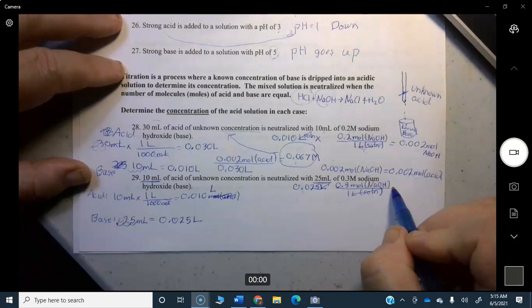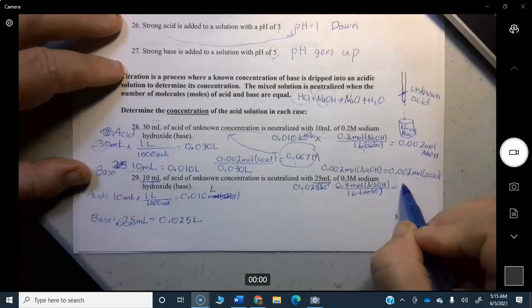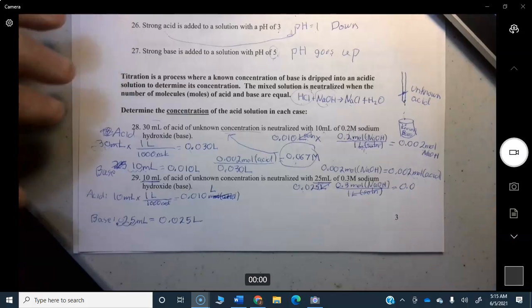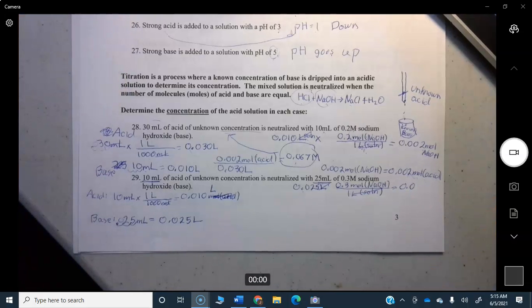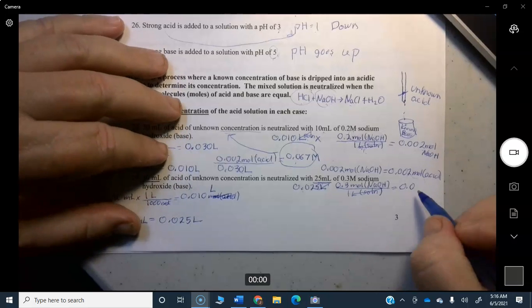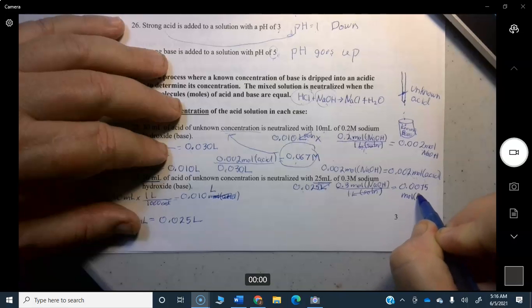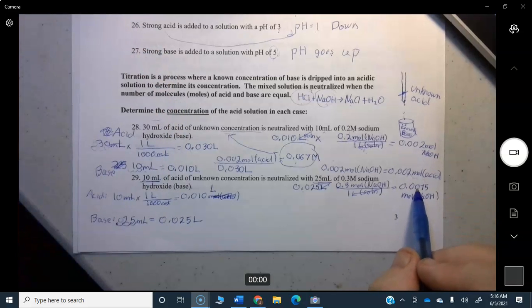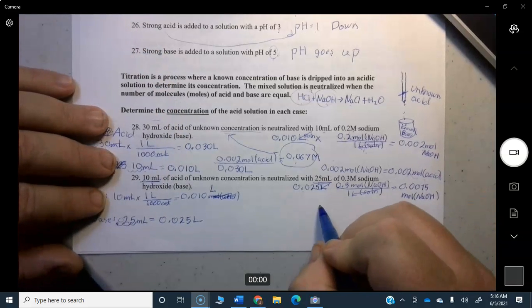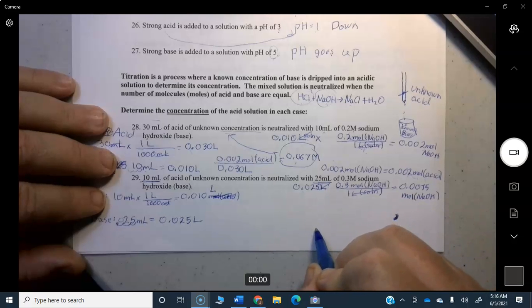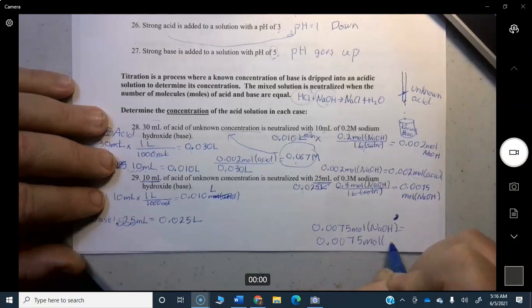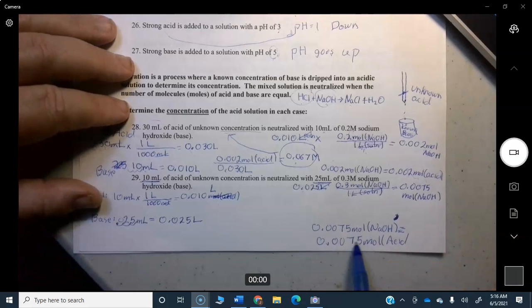Now it's 0.25 times 0.3, and that's going to be 0.0. Make sure I'm getting the right number of zeros here. Yeah, 2 zeros. 0.075, and that's moles of base. So for this solution to neutralize, you're going to have that same number of moles. Get rid of that. You're going to have the same number of moles of acid. Okay, so those two have to be equal. So there's the moles of acid.